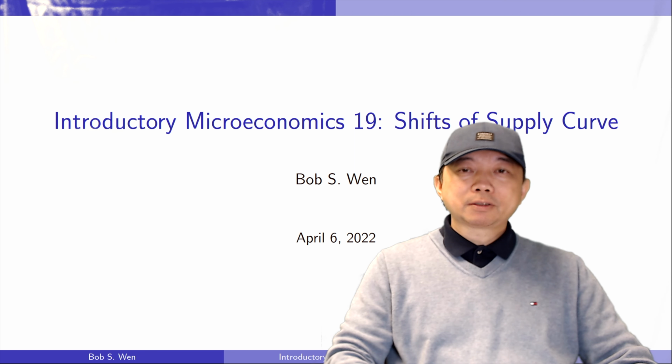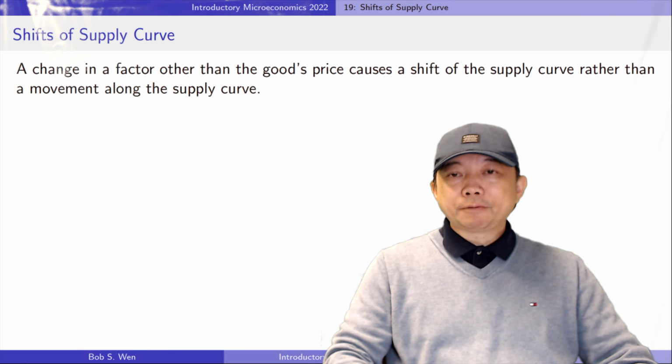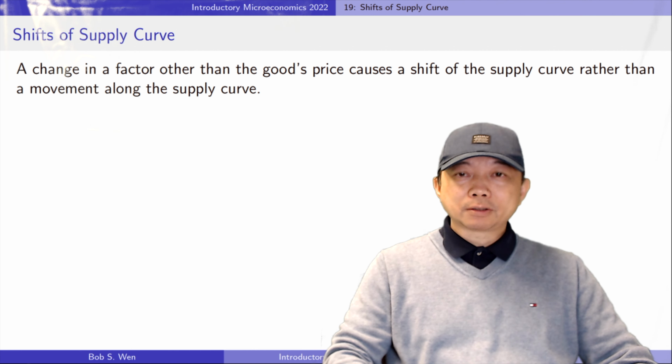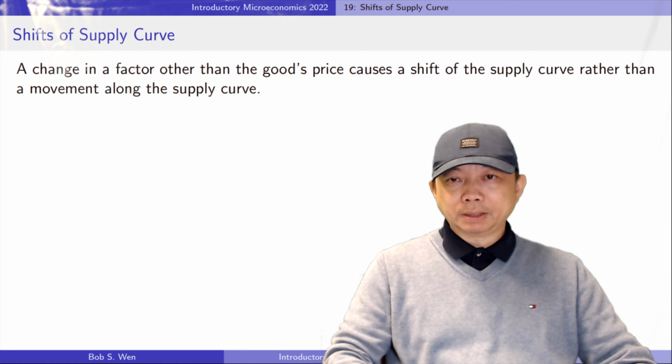Today, we will discuss other factors that affect the firm's supply decisions. A change in a factor other than the good's price causes a shift of the supply curve rather than a movement along the supply curve.